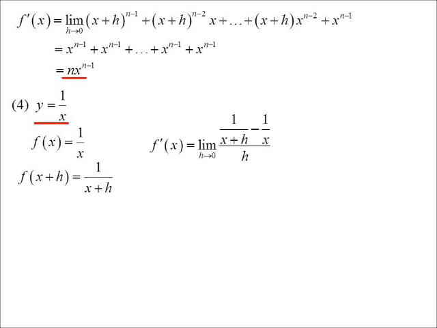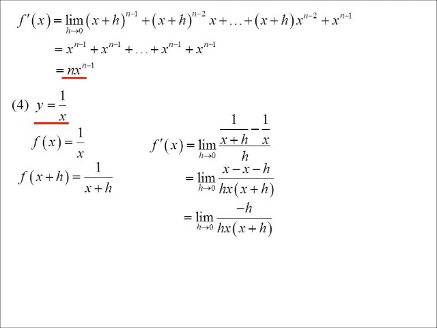So y equals 1 on x. So function x is 1 on x. Function x plus h, 1 on x plus h. Again, sub it into our first principles formula. So we've got an algebraic fraction to play around with here. So let's get a common denominator. The two denominators I'm pushing to the bottom, so we end up with hx, x plus h. And on the top, I'll have x minus all of x plus h. So I have minus h, which will cancel with the h on the bottom. We get minus 1 on x, x plus h. But if h approaches 0, then we get minus 1 on x squared.